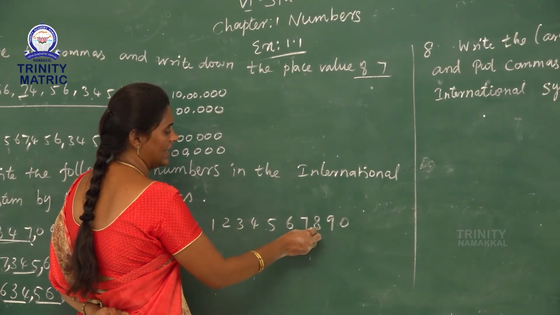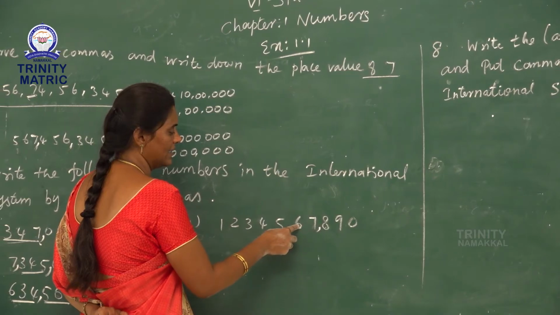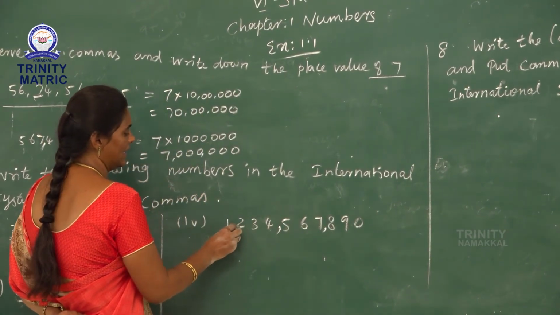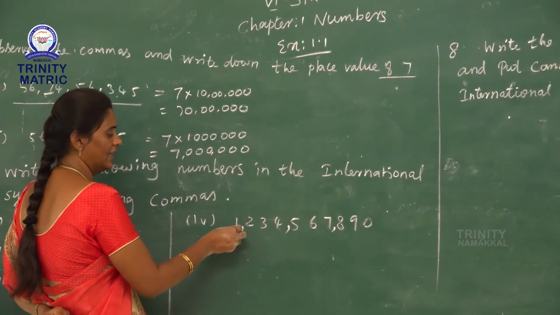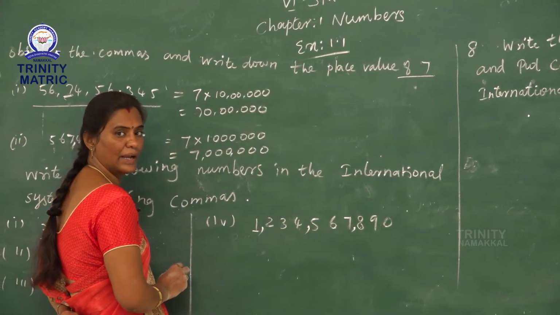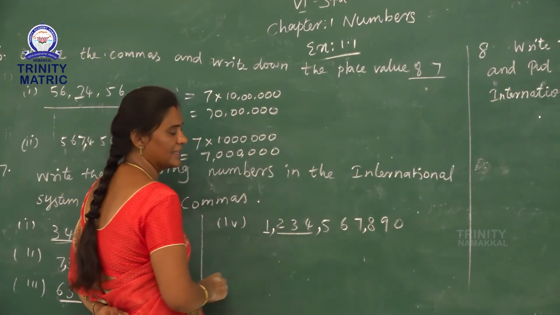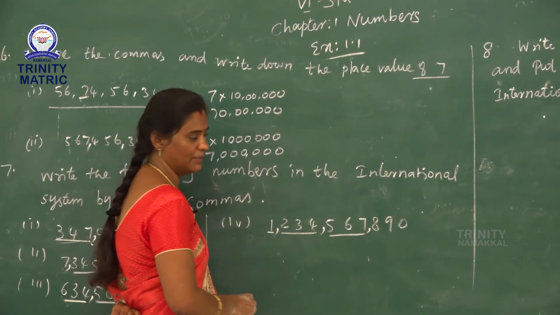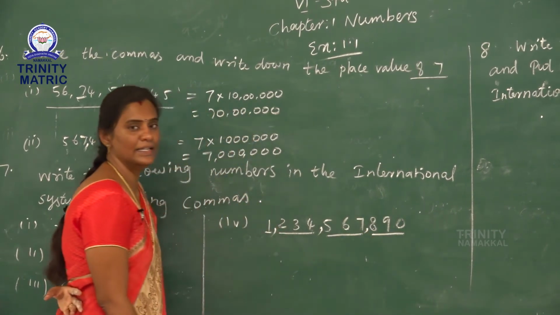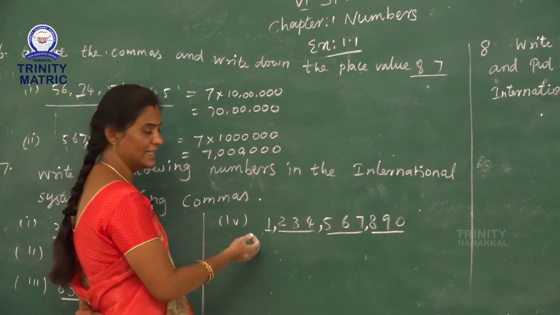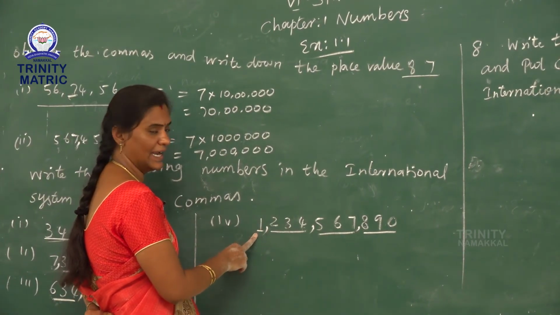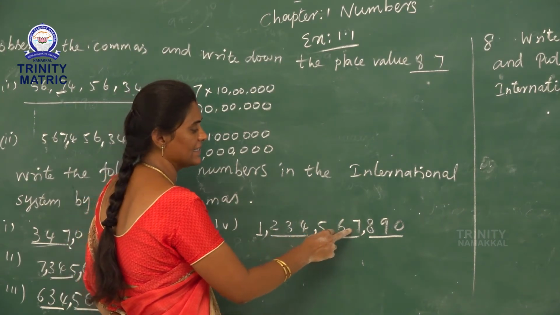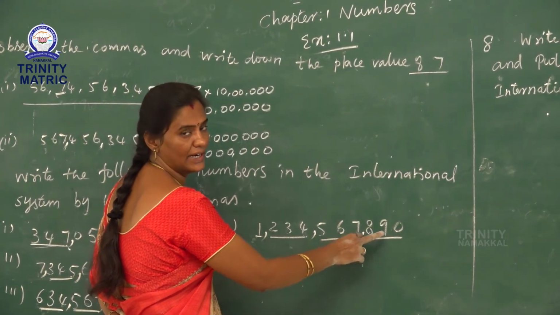Next: ones, tens, hundreds, comma, 1,000, 10,000, 100,000, comma, 1 million, 10 million, 100 million, comma. Here this one is in the billion place, this 234 is in the million place, 567 is in the thousand place, and 890 is in the units place. Now we read this number: 1,234,567,890.